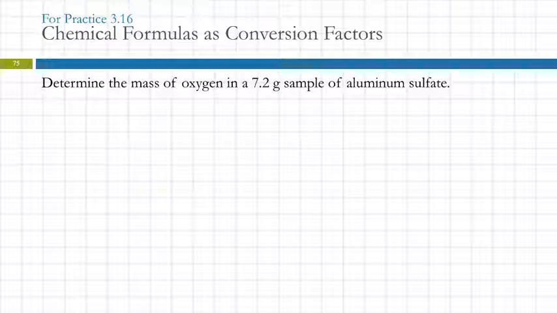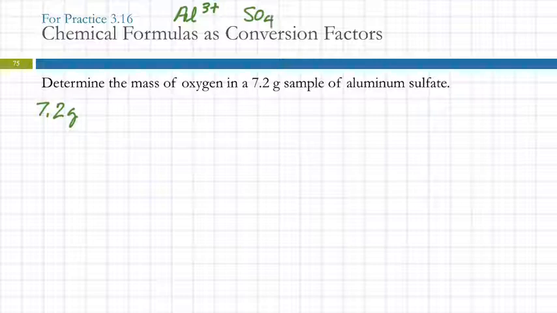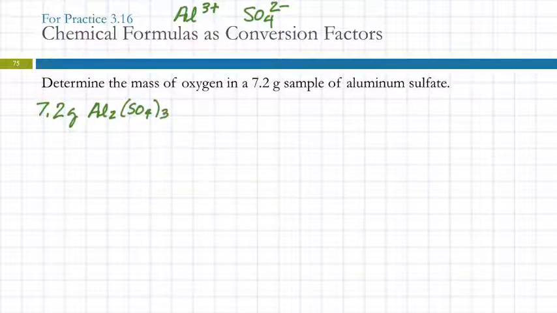Okay, let's do this problem. Determine the mass of oxygen in a 7.2 gram sample of aluminum sulfate. So we've got 7.2 grams of this compound. Do you think we're going to need the formula? Yeah, I think so. Aluminum has a 3+ charge. Sulfate has a -2 charge. So that's going to be Al2(SO4)3. And so that's the thing we're given.